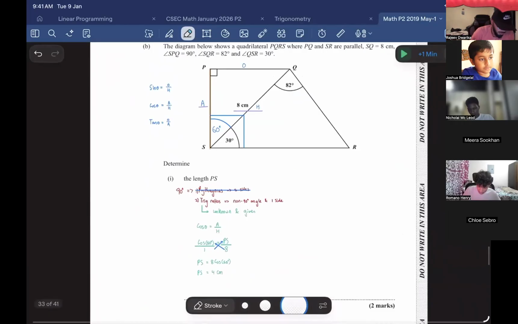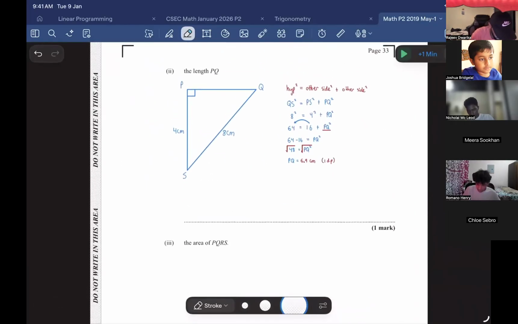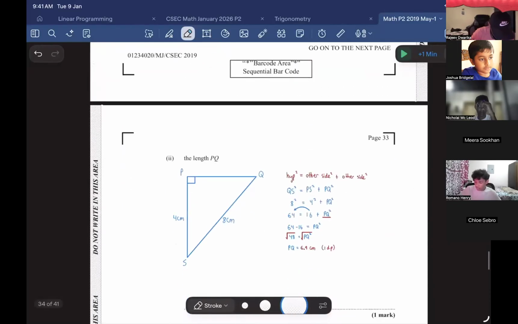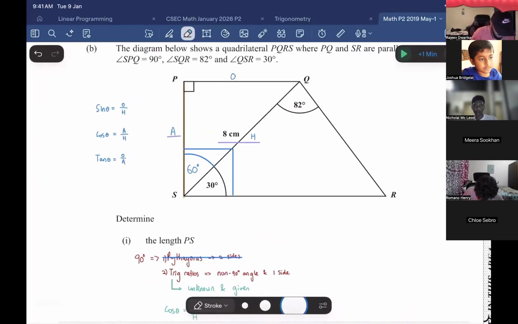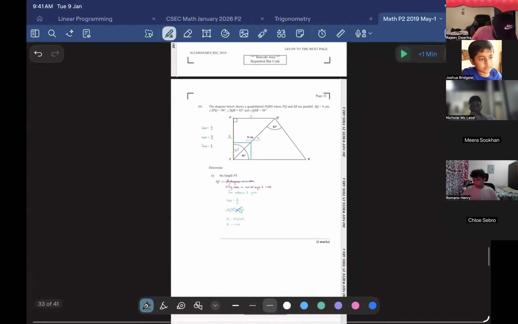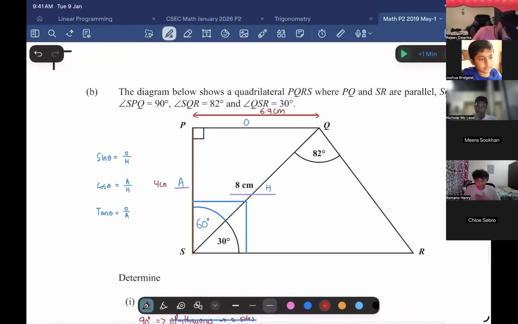So I'm actually going to show you all multiple ways to solve this, right? So Nikolai, we just found what PQ was, right? Yes, sir. The 6.9. I'm going to put that in my diagram. So the 6.9 was the PQ, and we found out A was 4. Put that in as well.